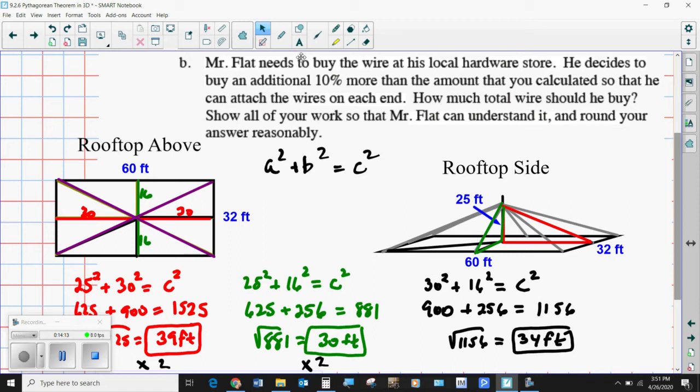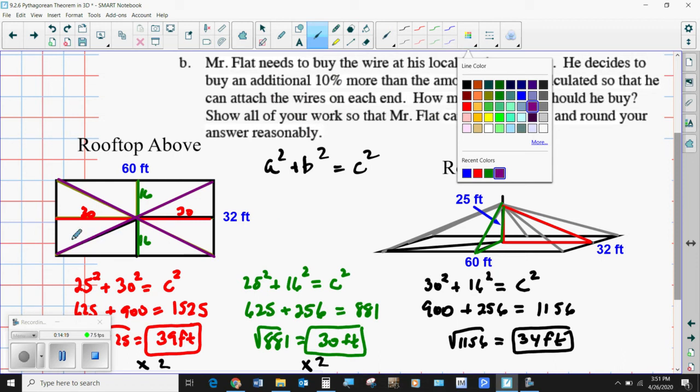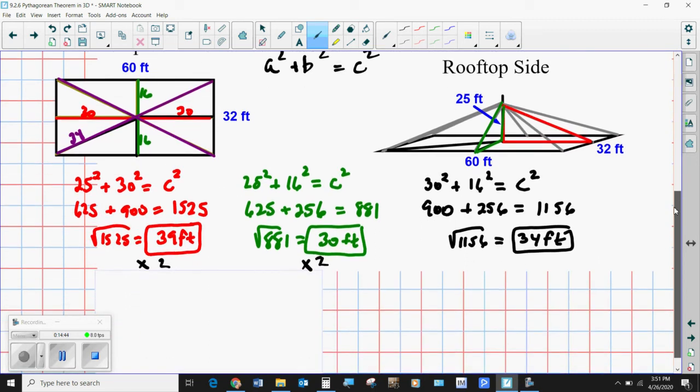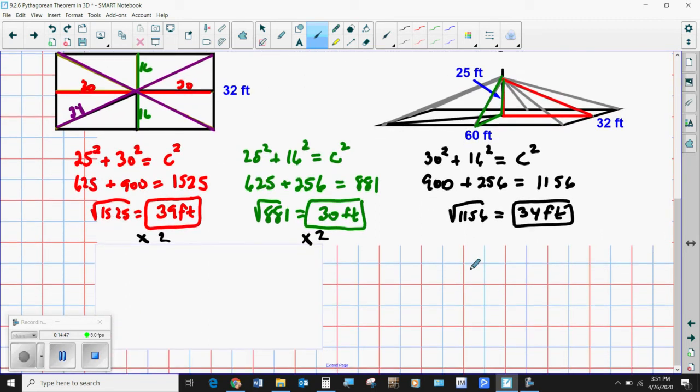This distance right here to here is, let me write this in purple, this distance right here is 34 feet. So if we know that this is 34 feet, then we can now figure out what that guy wire is going to be. 25 feet squared plus 34 feet squared gives you a number whose square root will tell you the length of this guy wire. Go ahead and pause. Come back to me when you think you're ready.